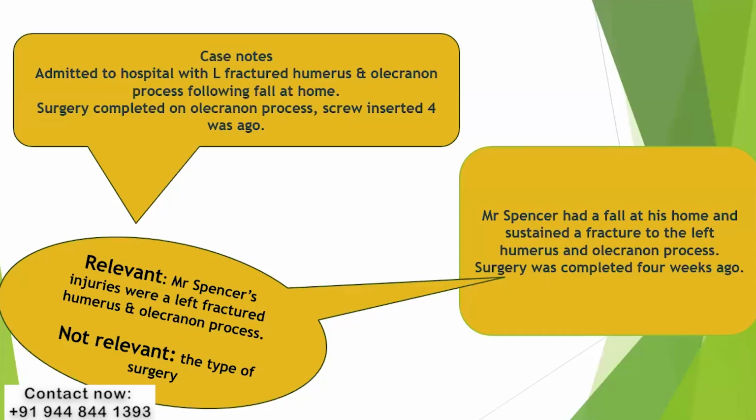The type of surgery is irrelevant to the reader, but the relevant information for the reader is the injuries: a left fractured humerus and olecranon fractures, which were fixed. That is the information needed for the occupational therapist.